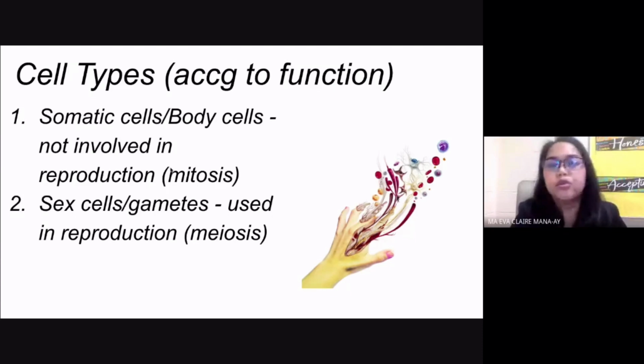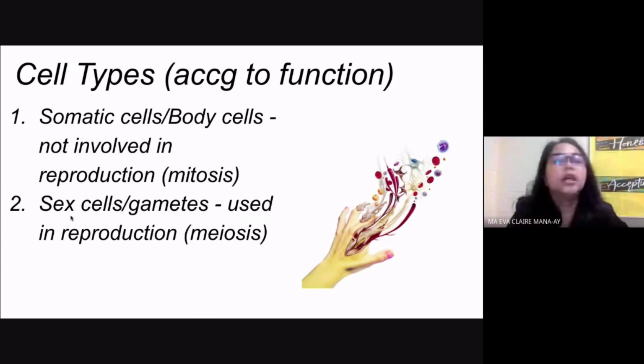Remember, we have two types of M phase. Your somatic cells, all types of cells in your body that are not involved in reproduction, are formed through mitosis, through PMAT: prophase, metaphase, anaphase, telophase.